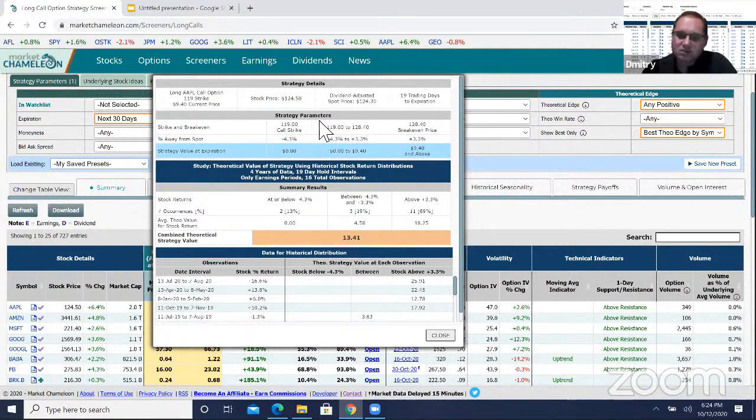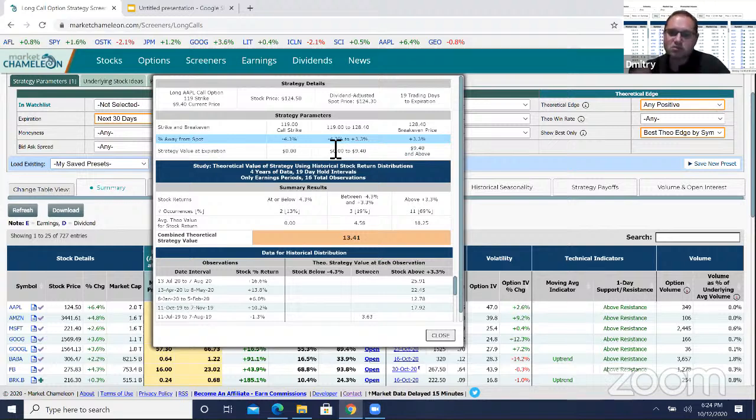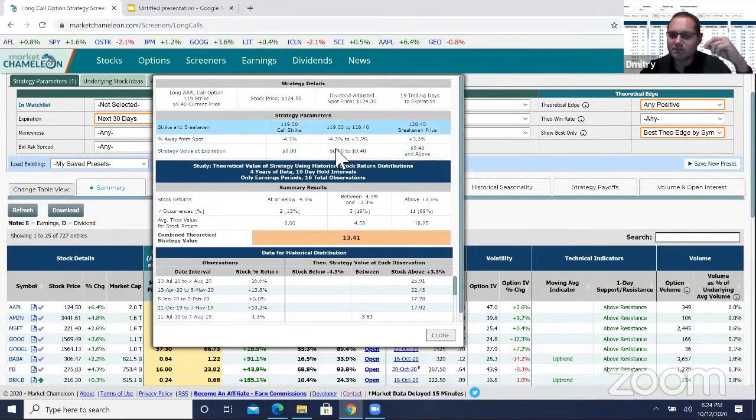If it's somewhere between 119 and 128.40, in this range, between negative 4.3% to positive 3.3%, then this option will be worth anywhere between $0 to $9.40, depending where it lands, right? So if it lands at $120, this option will be worth $1, because it's the 119 strike. If the stock is 121, this option will be worth $2 because it'll be $2 in the money.